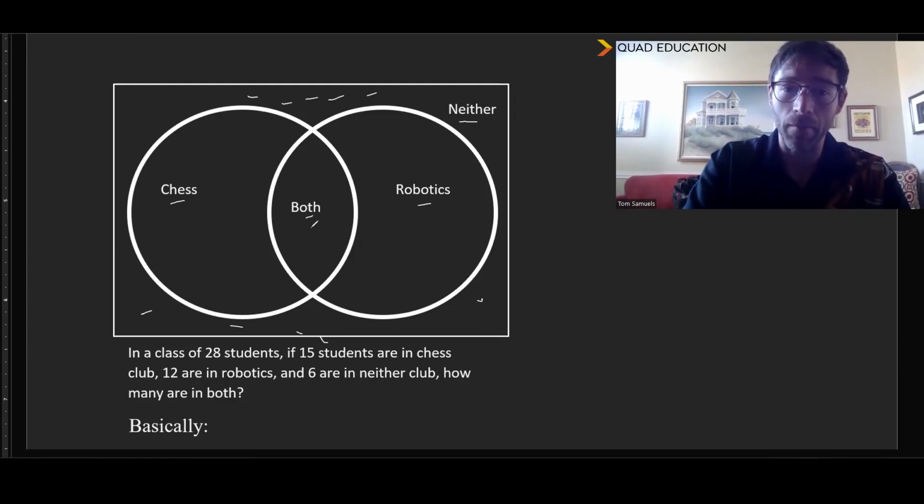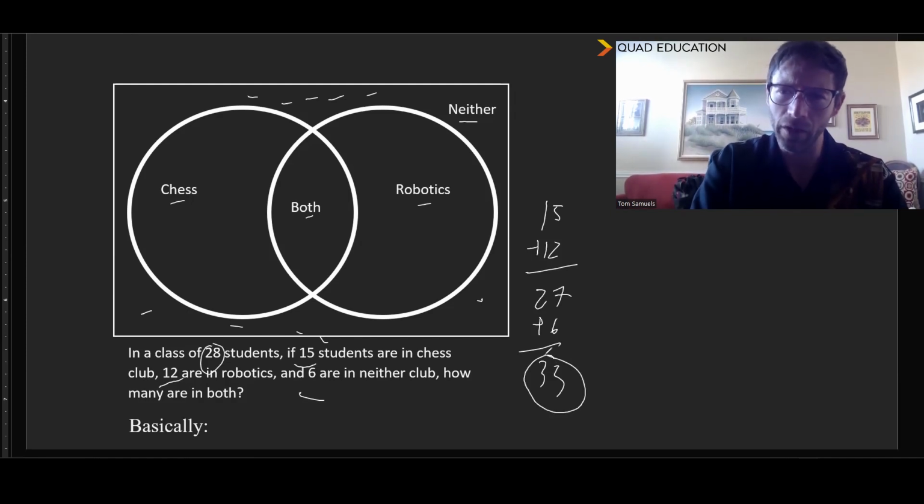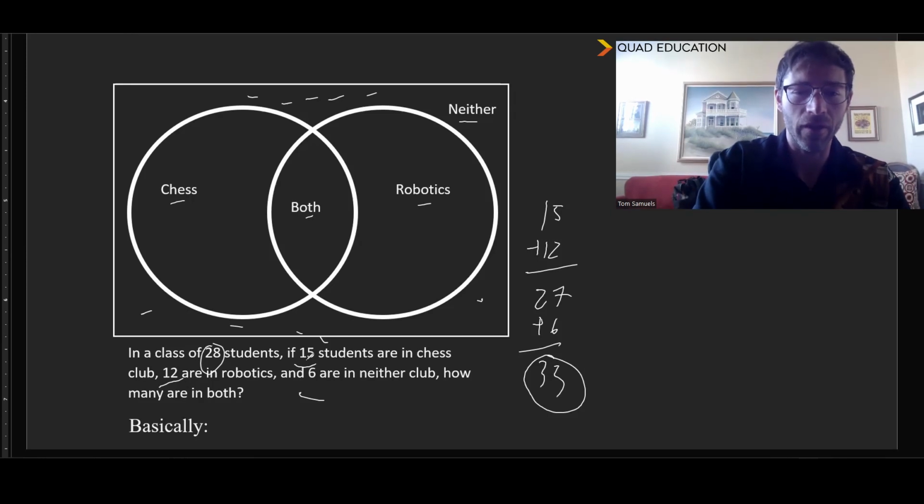And so we look into this problem, and here we're introducing a little bit of math associated with how to figure out the difference between the onlys, the boths, and the neithers. First of all, they're saying that there are 15 students in the chess club, there are 12 in the robotics club, and there are 6 in neither club. 15 plus 12 is 27, and 27 plus 6 is 33. This is an apparent paradox because we have 28 students in the class and 33 total here.